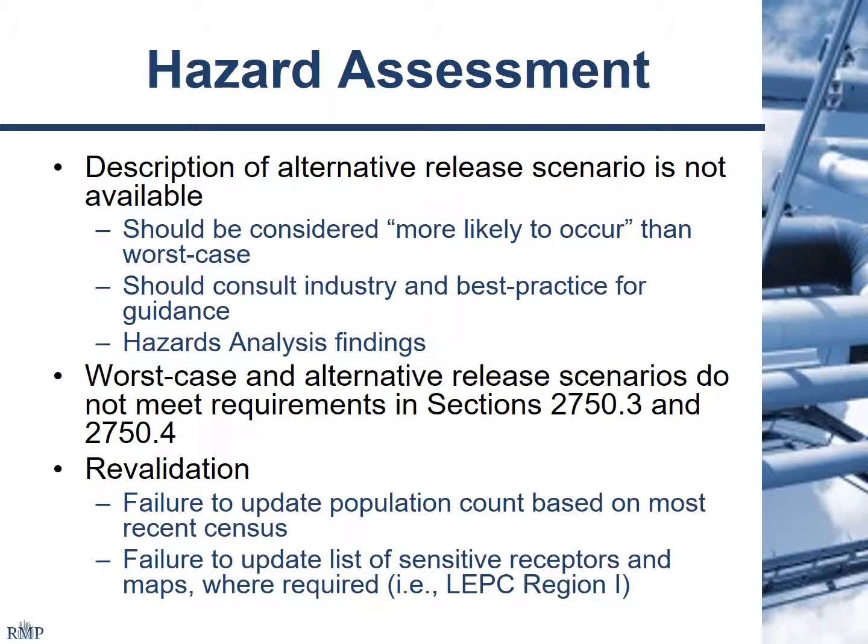The population count should always be based on the most recent census, which was 2010 at this time. There will be another one in 2020. So any models that are done currently should follow the 2010 population census. And the updated list of sensitive receptors should happen at every update.